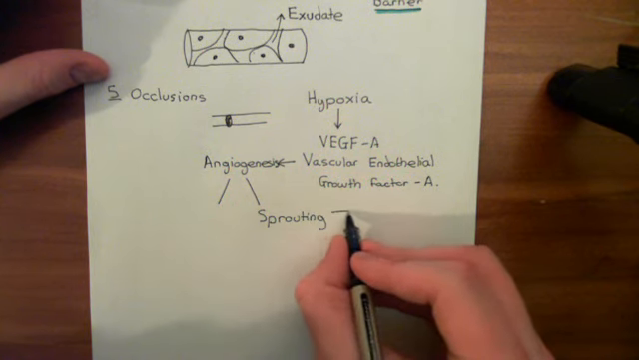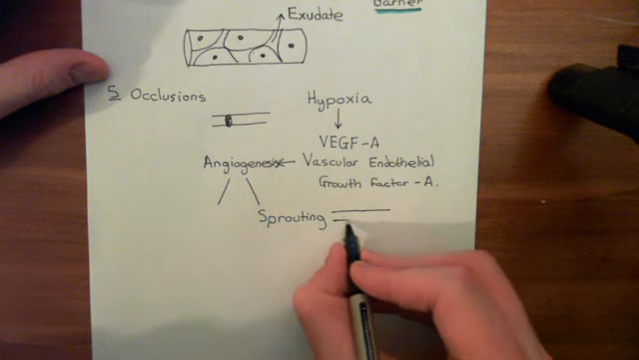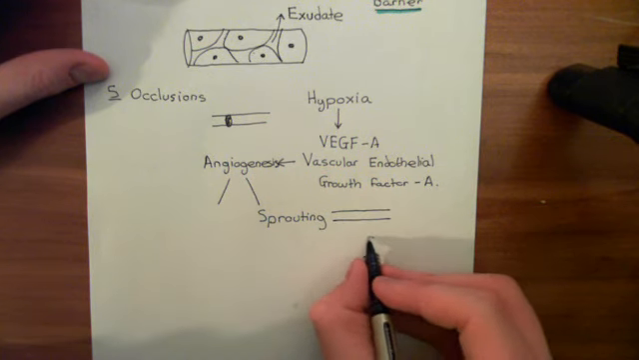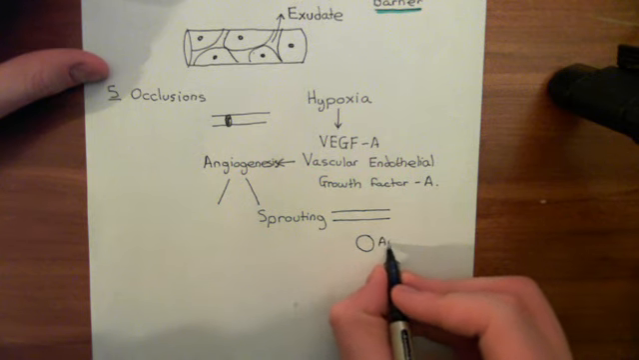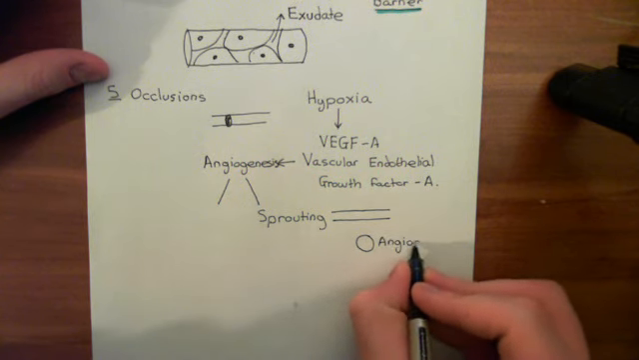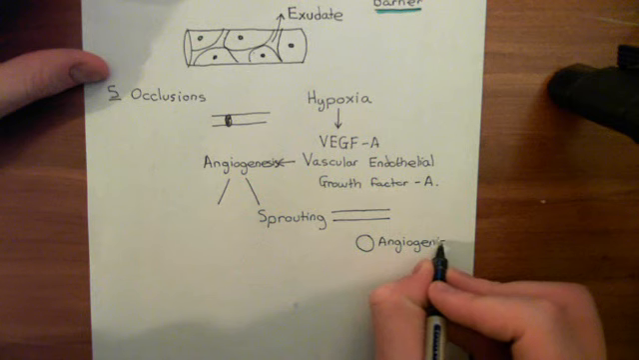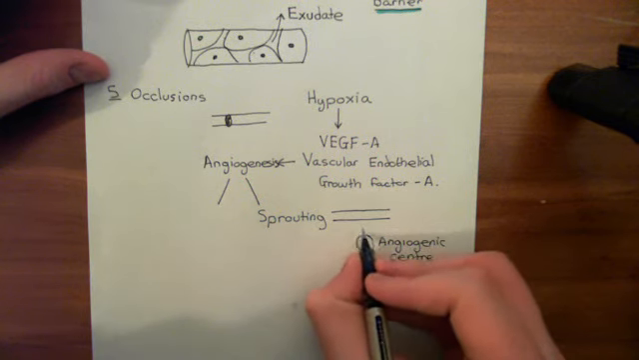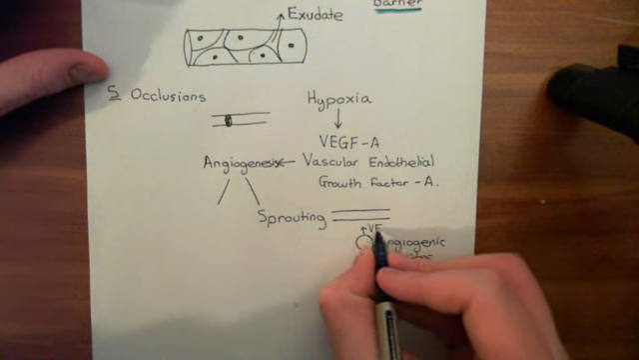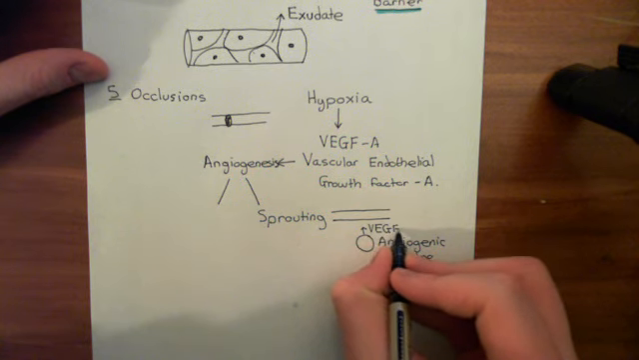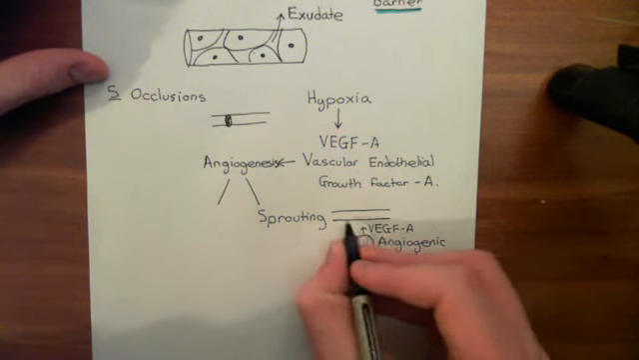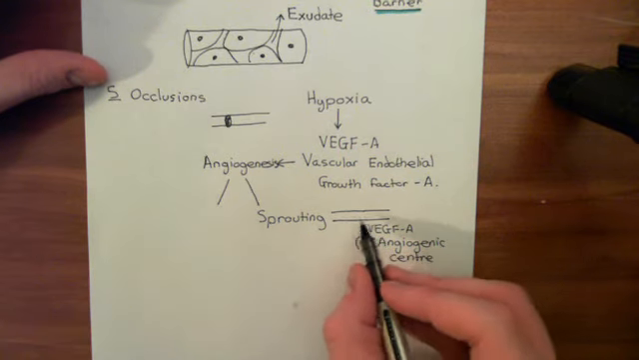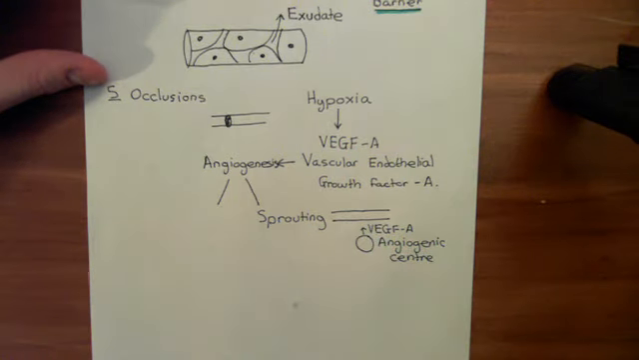Okay, so this is basically where you have an existing blood vessel here, let's say, and then you have some sort of angiogenic center here which is releasing VEGF, okay? So this is an angiogenic center, somewhere that is hypoxic basically, okay? And it's releasing VEGF-A, so here comes the VEGF-A, okay? And this will act on the blood vessel, and it's usually a capillary that will actually do sprouting angiogenesis.